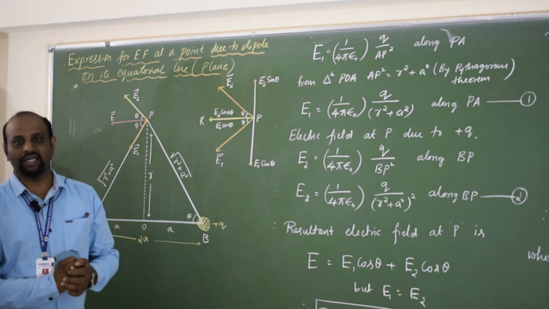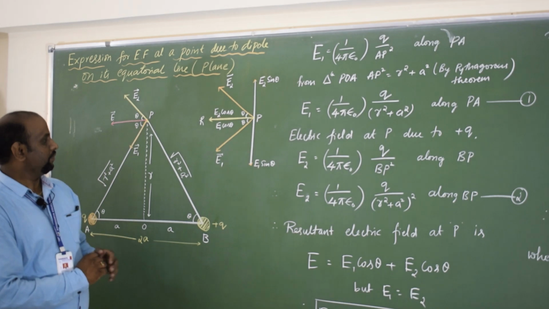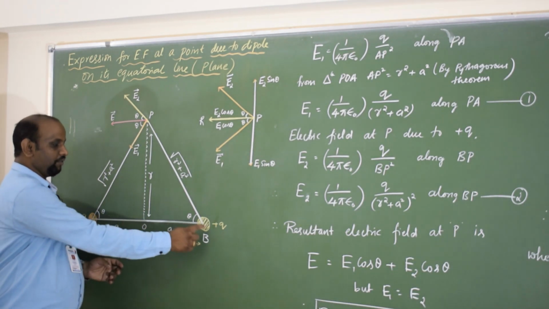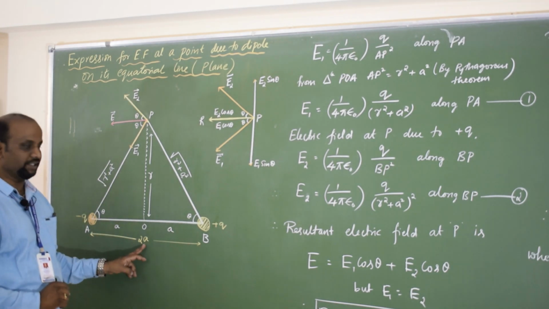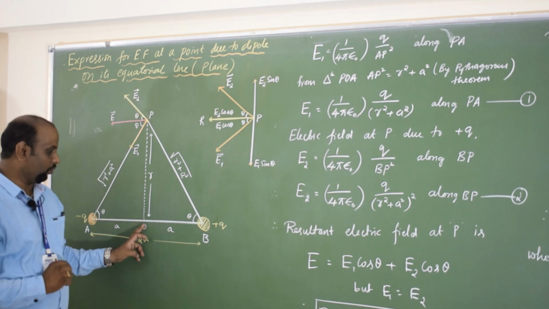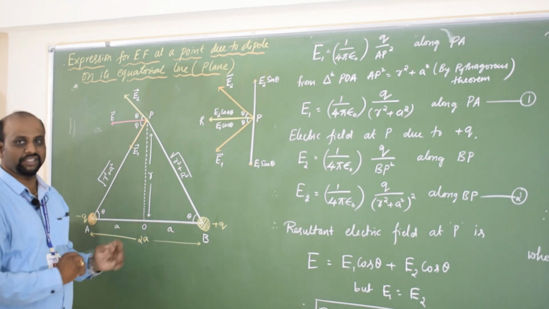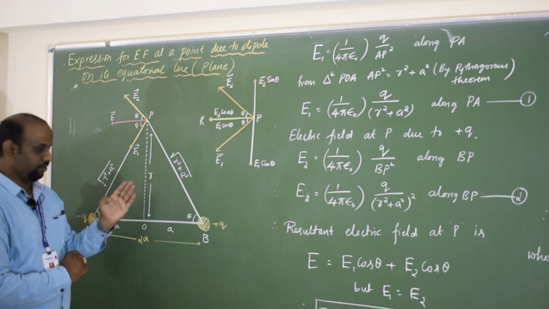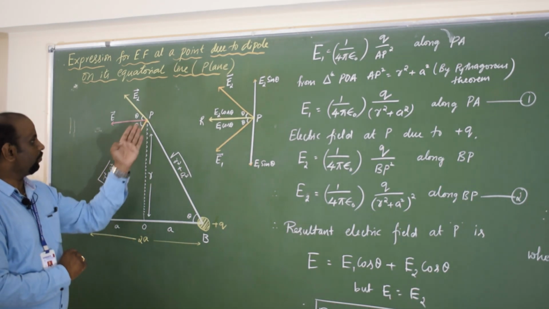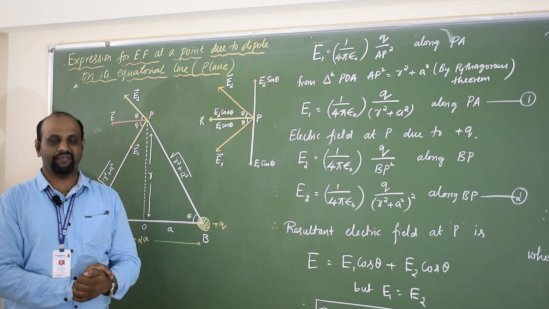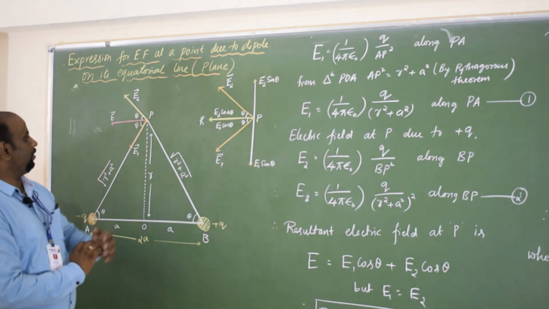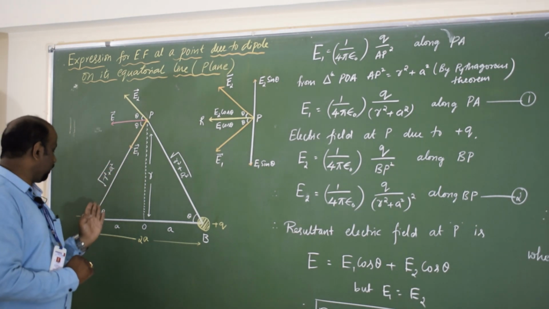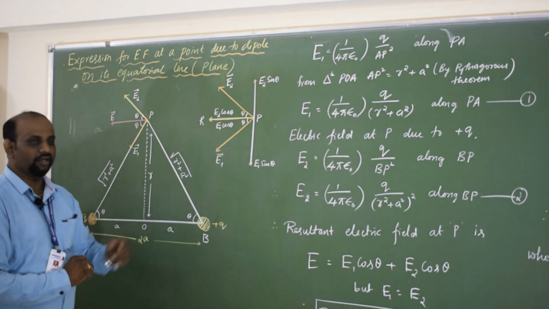Okay, the diagram: consider a dipole having two charges, one negative charge and the other positive charge, separated by distance 2a. From the midpoint O, the distance to either charge is a. Let P be a point at a distance r from the midpoint of the dipole. At the point P, we need to find the electric field. Two electric fields are acting, one is E1 and the other is E2. E1 is due to the negative charge and E2 is due to the positive charge.